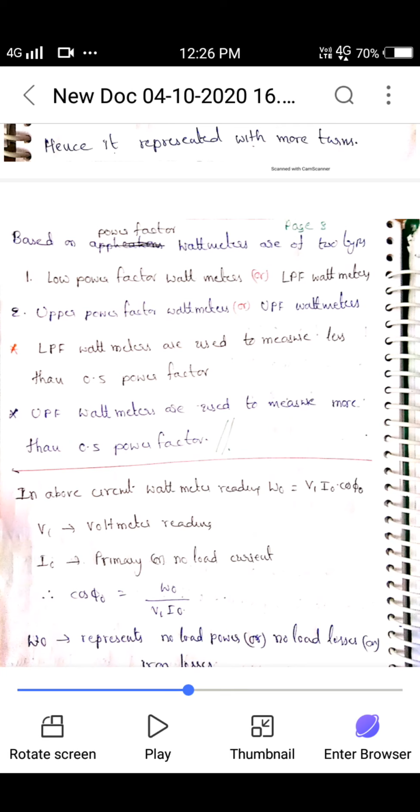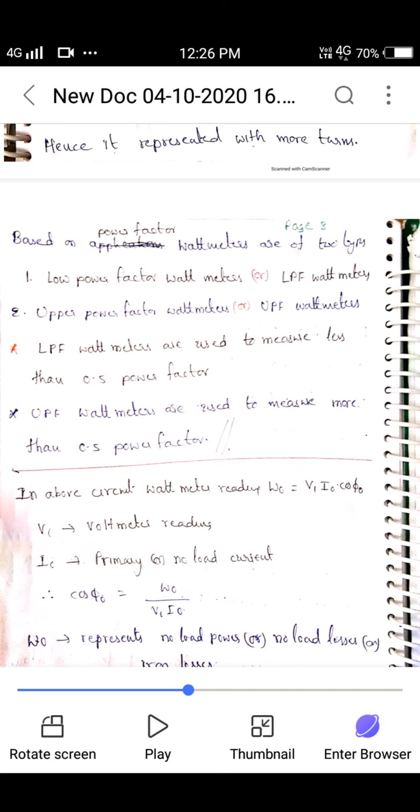After that we will calculate the remaining shunt branch parameters R0 and X0 by using formulas. R0 is equal to V1 by IW, X0 is equal to V1 by IM. This is about open circuit test. Now come to the next test, short circuit test. Short circuit means complete load, full current will flow.